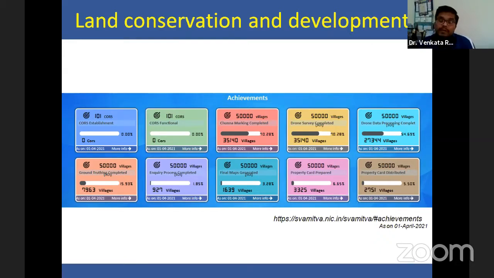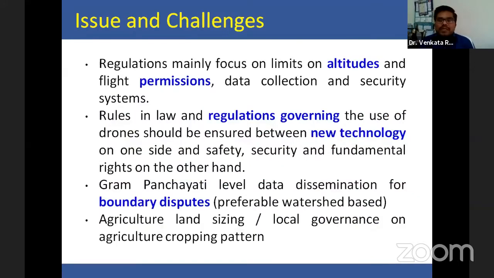Of course, it will take a lot of time to get into that, but I will get into how to get those solutions. As of April 1st, this is the statistics. One can go and see the status of these. So what are the major issues?